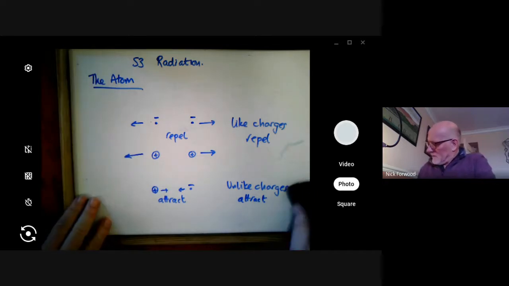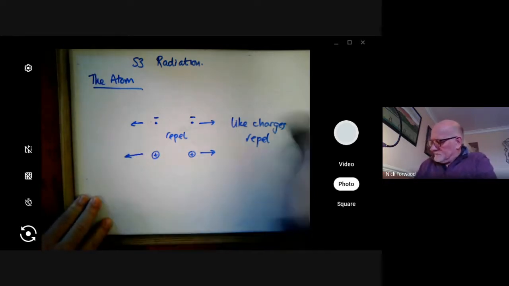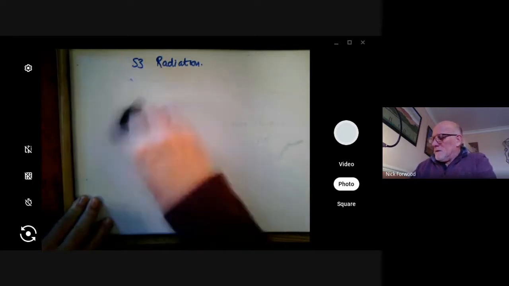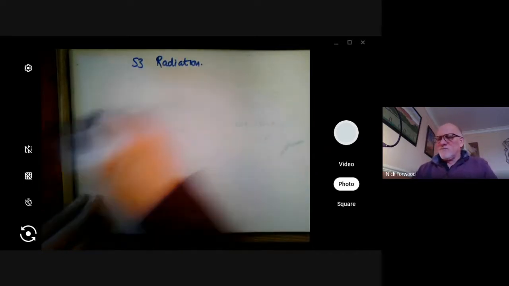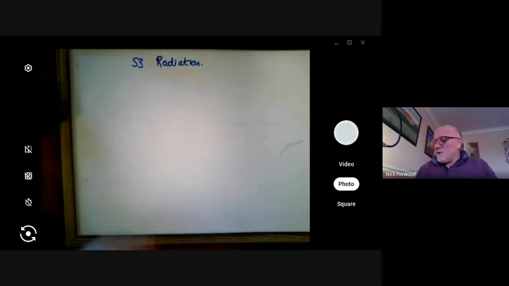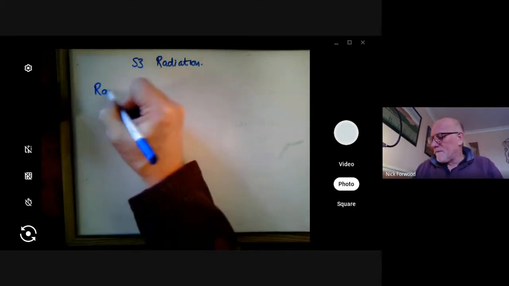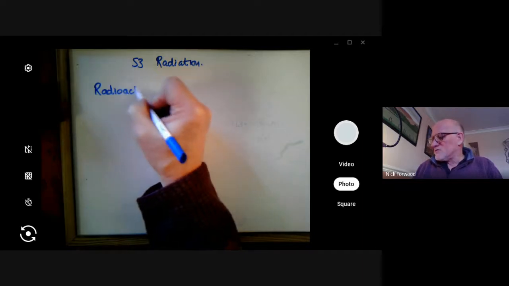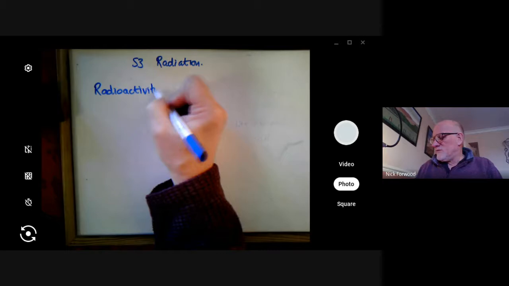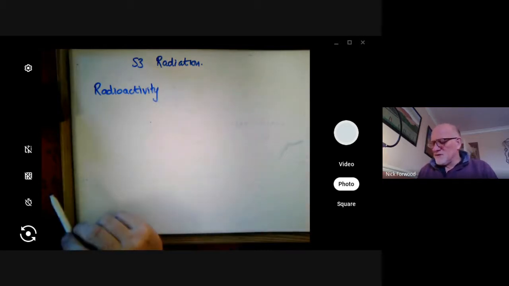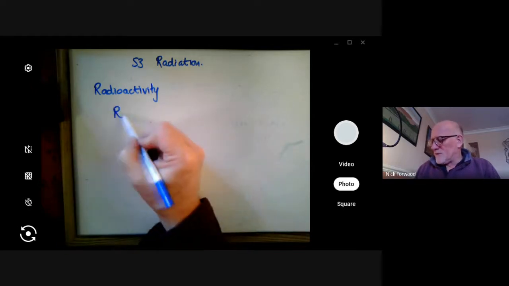Okay, so I'll move on again. Now, a little bit about radioactivity itself. Radioactivity. Now, what does radioactivity really mean? Radioactivity means that the nucleus of an atom will emit a particle, either an alpha or a beta or a gamma. So these alpha, beta and gamma make up something called radiation.